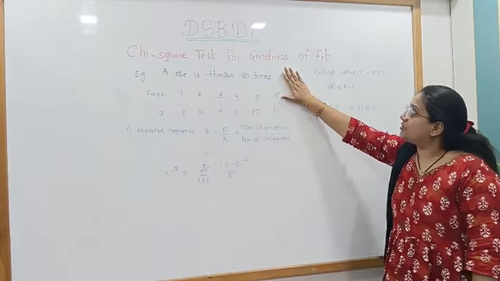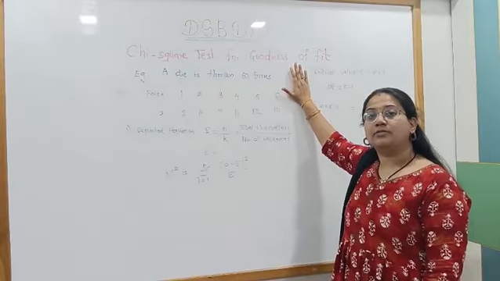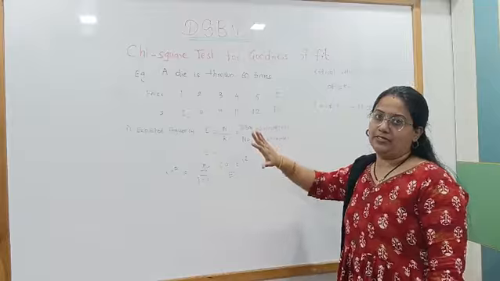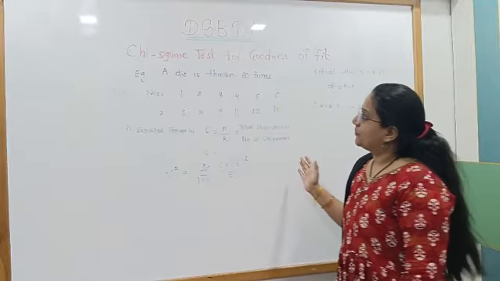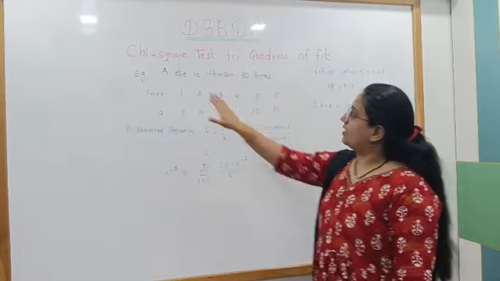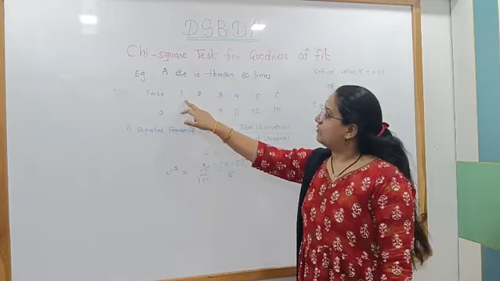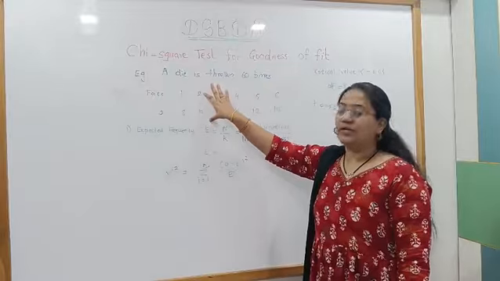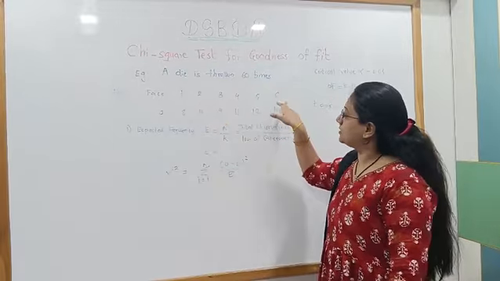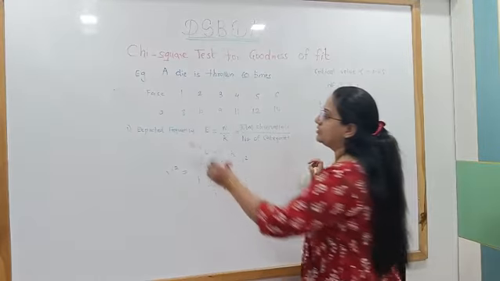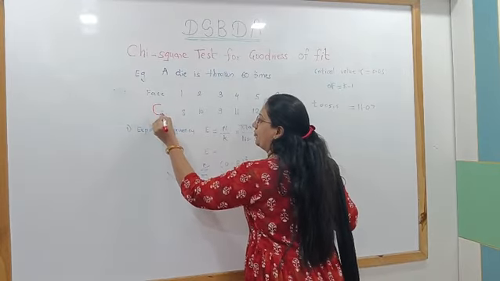Here we check whether there is a significant difference between observed frequency and the expected frequencies. So this is a simple example. A dice is thrown 60 times. We know that a dice has 6 faces, it is given in the problem statement. So 6 faces are there, and how many times they are thrown. This O is nothing but the observed frequency.